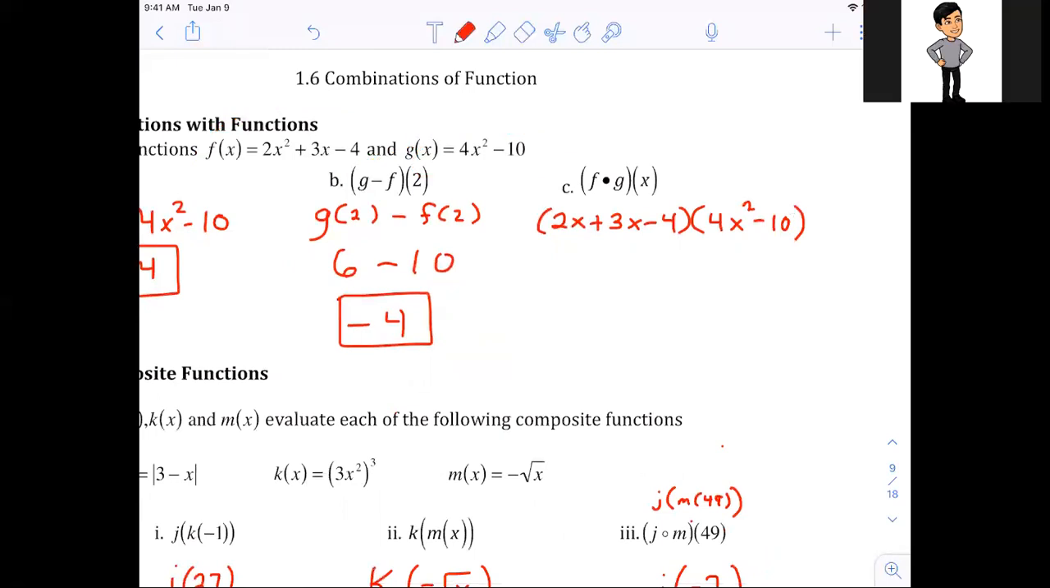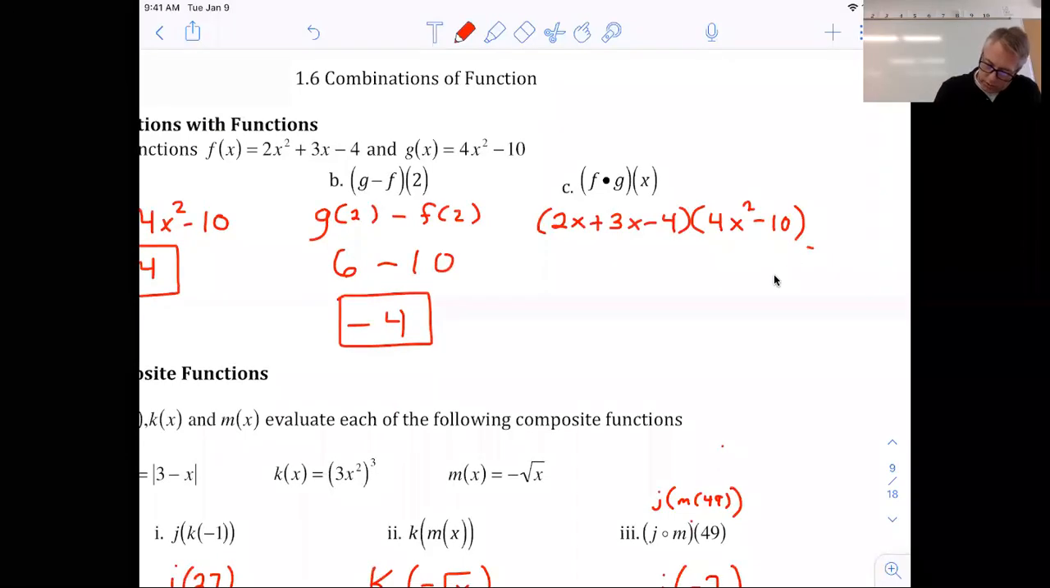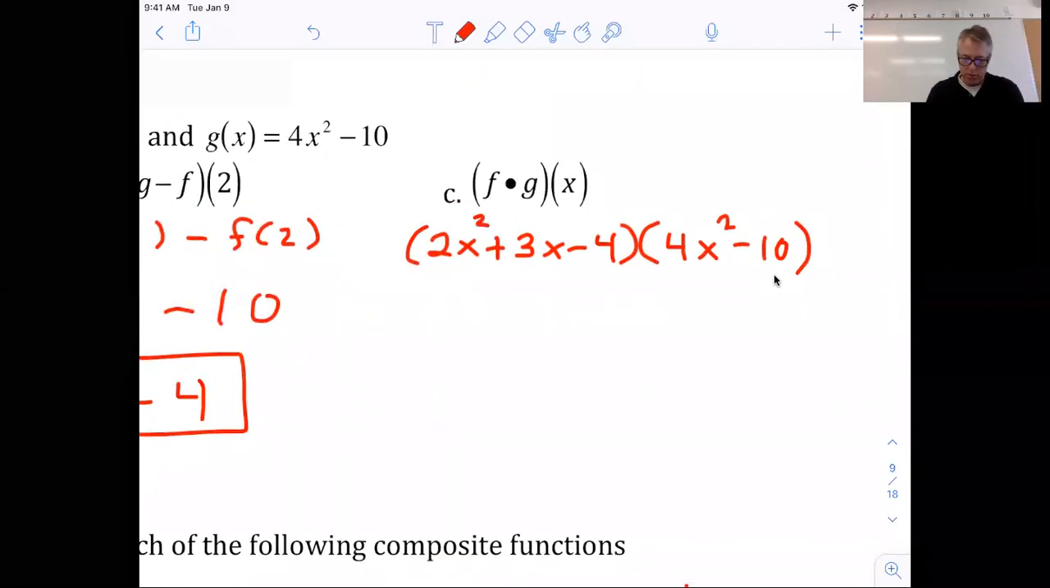Isn't it 2x squared? It is 2x squared. Thank you. I missed my squared. Thank you very much.